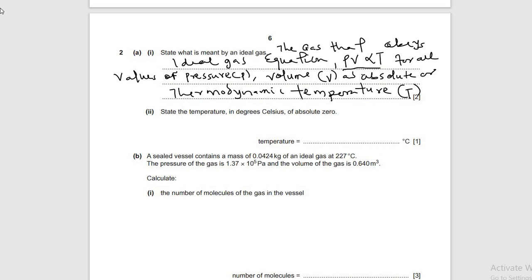State the temperature in degrees Celsius of absolute zero. Now, this is a topic I'm still going to treat topically after solving the past papers. So for you to understand all the concepts, absolute zero is minus 273.15 degrees Celsius.